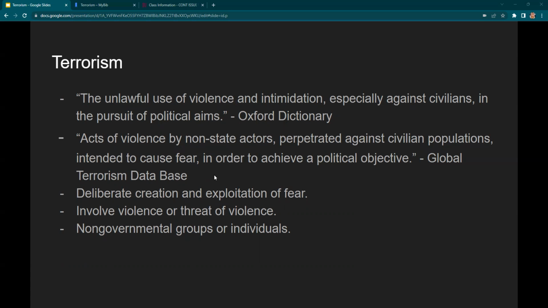However, for a brief definition, many scholars agree that terrorism involves violence or threat of violence and is from a non-governmental group or individuals. The Global Terrorism Database defines terrorism as an act of violence by non-state actors perpetrated against civilian populations intended to cause fear in order to achieve a political objective.